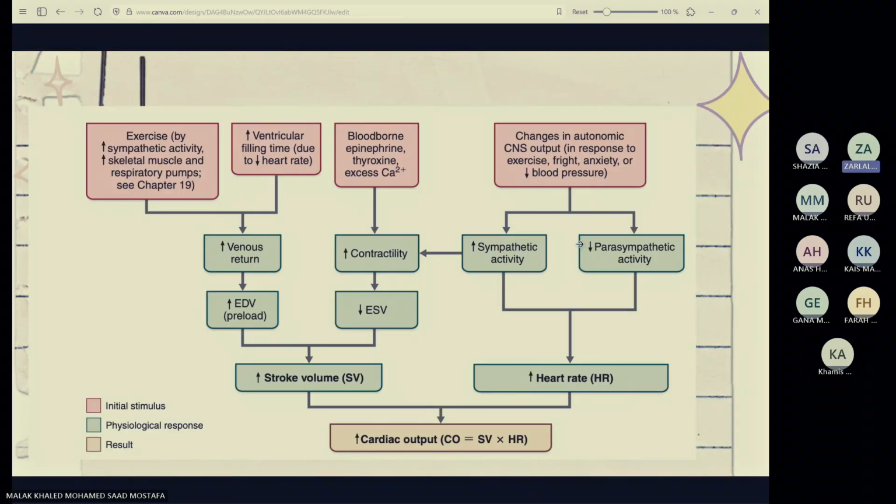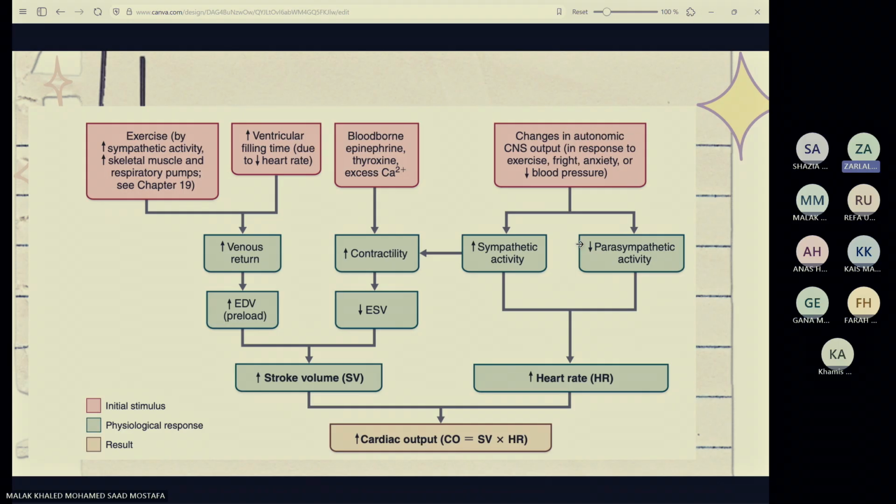Okay, this table is very, very important. It shows what affects stroke volume, what affects heart rate, and overall how cardiac output will be increased. First, by exercising, the pumps of the skeletal muscles pump more and increase the venous return towards the heart. So there's increased venous return.